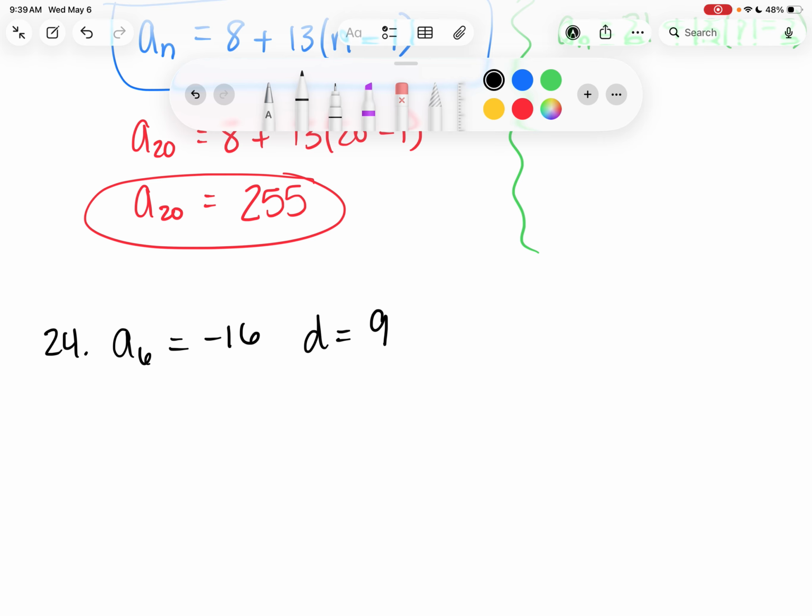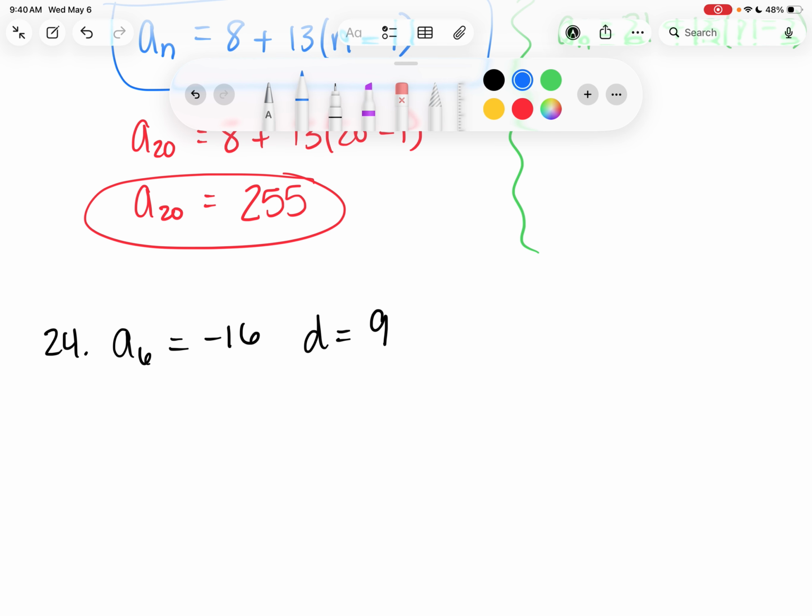So basically, I need to backtrack here, right? I need to work my way backwards. But all I know is the 6th term. Now, can I work my way backwards with just the information without writing the formula? Yes, but we're going to do it with the formula, and then we'll set that up.